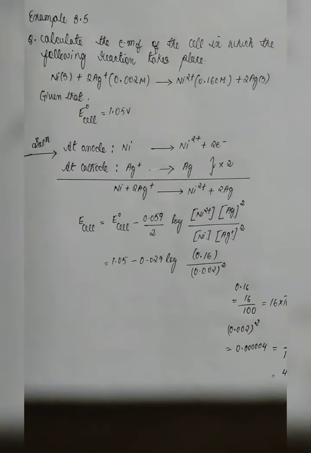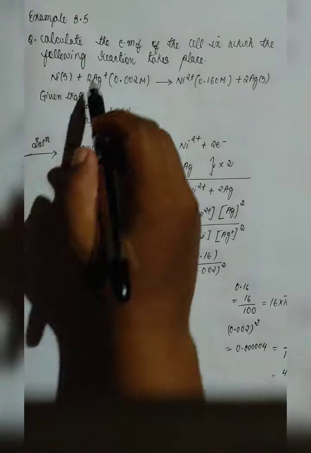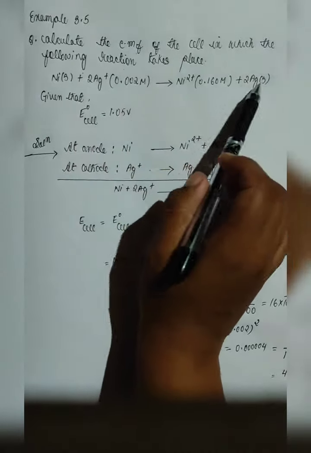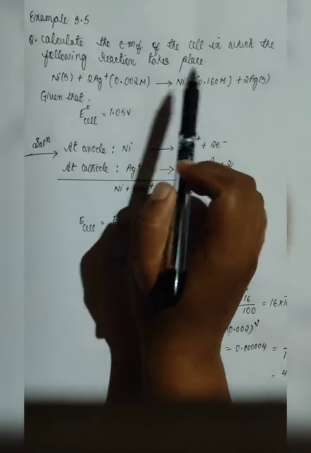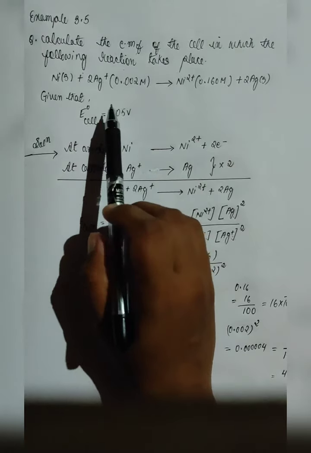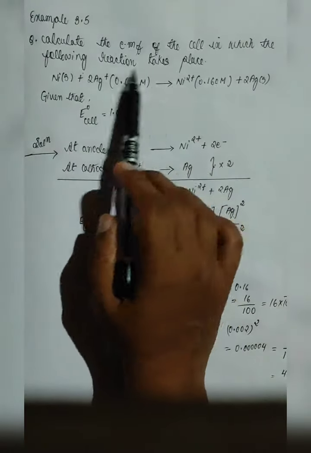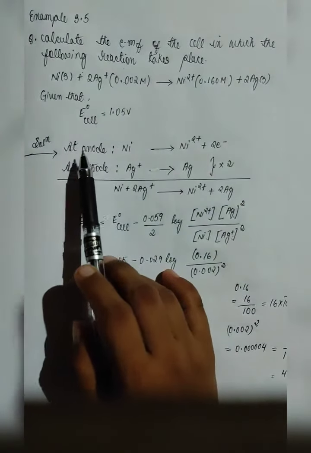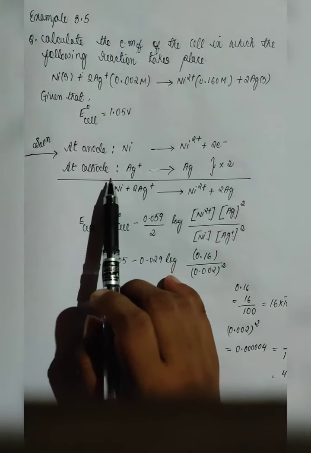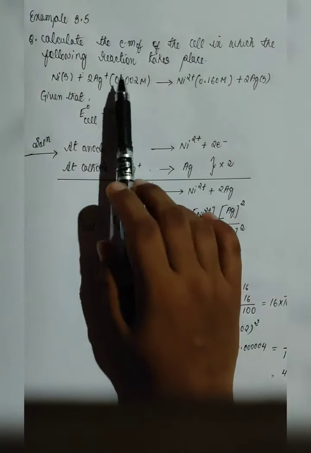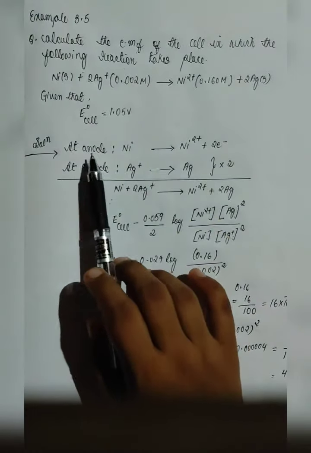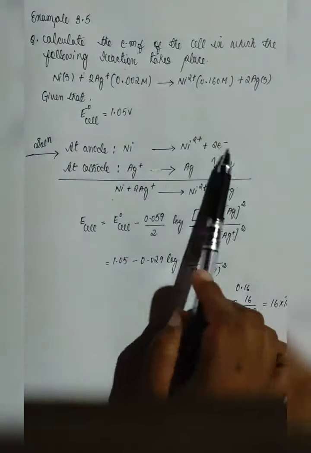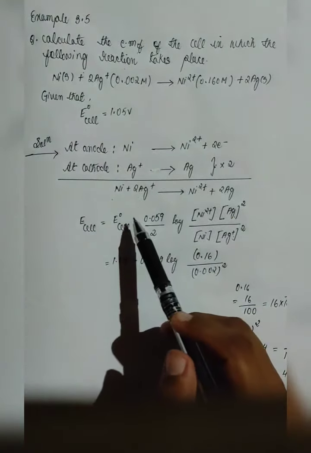Let us try to calculate one more EMF numerical. Calculate the EMF of the cell in which the following reaction takes place. The reaction is given, the concentration of the electrolyte is given, and the E naught cell value is also given. This reaction, if you see, is already a balanced reaction. So when you do it at anode and at cathode, you will get the same reaction. Sometimes when only the cell is mentioned, then you have to do it at anode and at cathode. But if the reaction is already balanced, even if you don't do this portion, it's fine. So let us try to do the calculation.